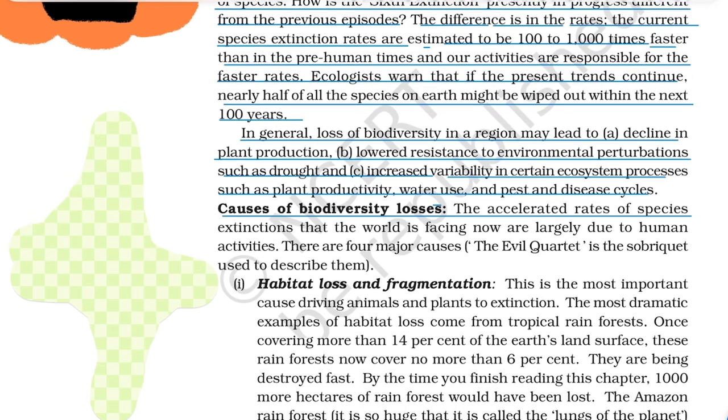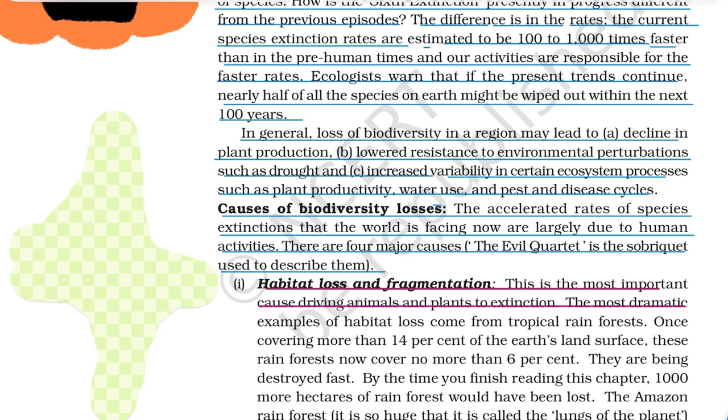The accelerated rates of species extinction that the world is facing now are largely due to human activities. There are four major causes. The evil quartet is the sobriquet used to describe them. Habitat loss and fragmentation. This is the most important cause driving animals and plants to extinction.